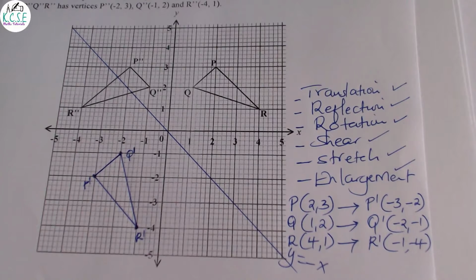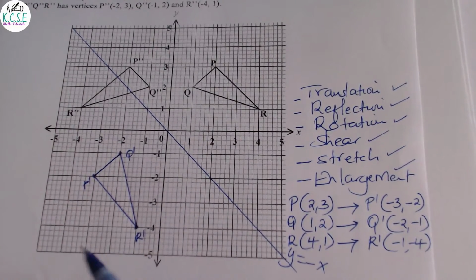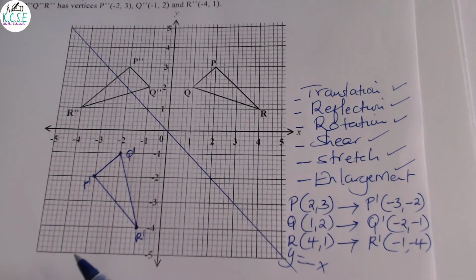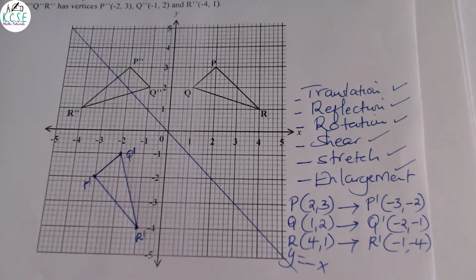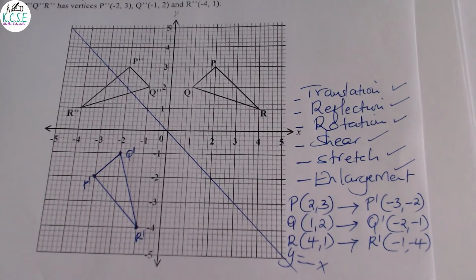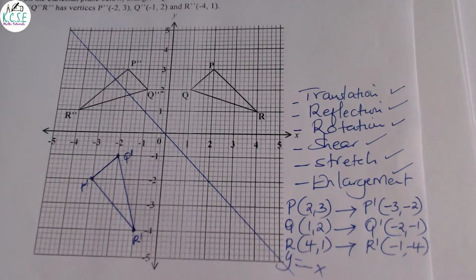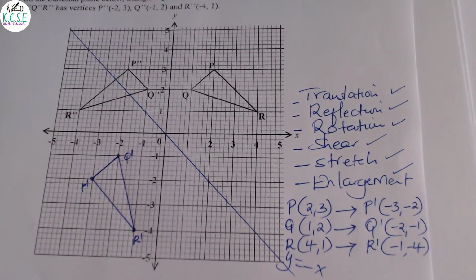So this one is actually a rotation about a given center of rotation. To describe a rotation fully, you need to give the center of rotation and the angle of rotation. So how do you get the center of rotation? I'll show you this one using construction.